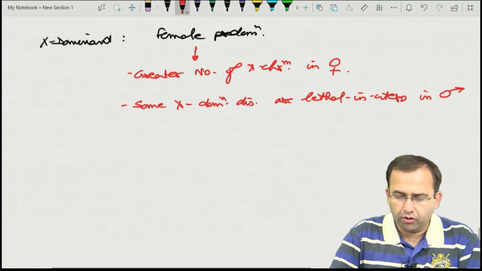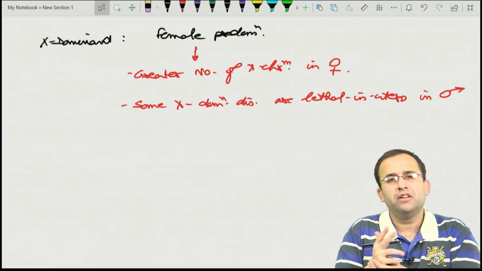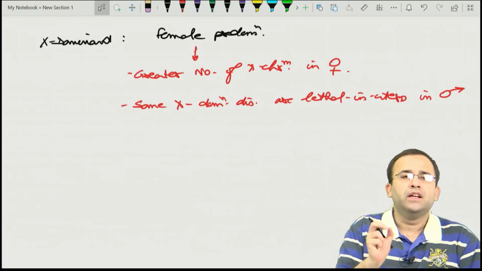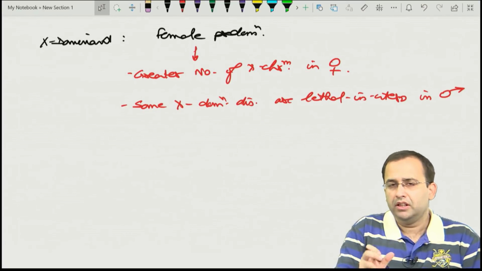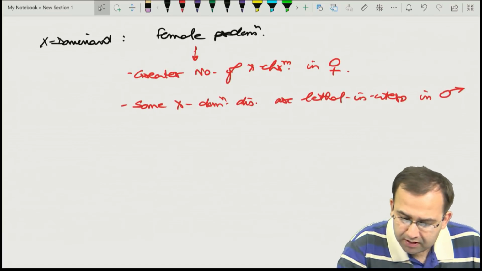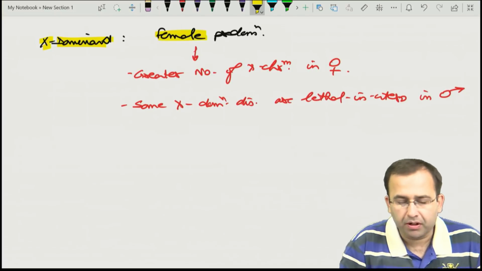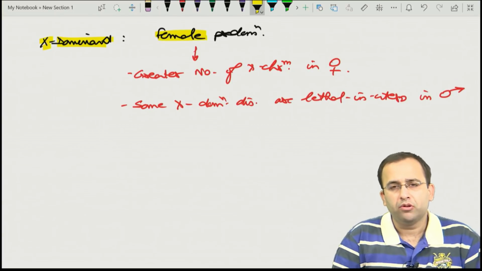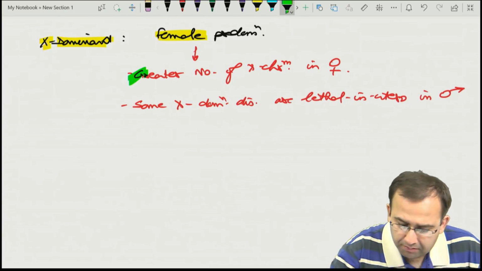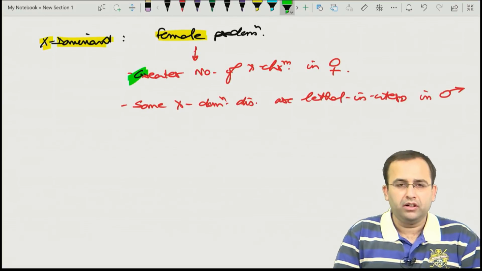Lethal in utero means that if a male child is suffering from X-linked dominant disease, he dies in the womb of the mother. Lethal in utero. Which is the main cause of X-linked dominant being female predominant? Greater number or lethal in utero? Greater number. The main cause is greater number.